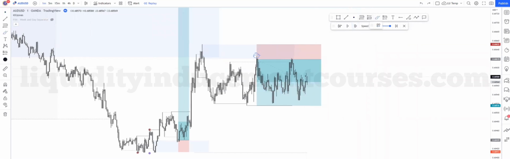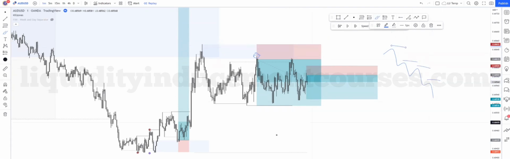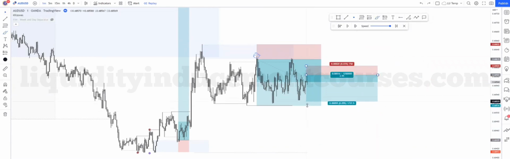Okay, we're going to take another short here after it took out this high. Two pips. Remember also, if you have the right leg, in other words the right bias, every strong high will be protected. So if you're bearish, every strong high will be protected. If you're bullish, every strong low will be protected. So you can just stack trades until your target's fulfilled. All right, so then waiting for this.